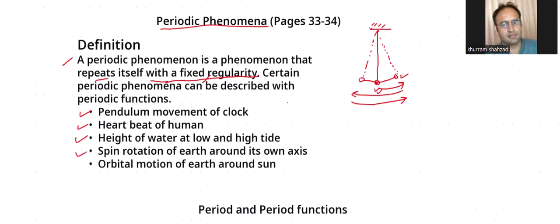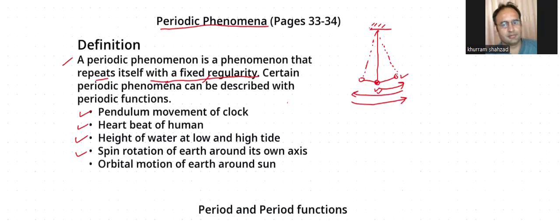Spin rotation of the Earth around its own axis. I think for billions of years, this is the best phenomenon which is repeated with the same regularity. It never changed. The Earth completes its spin rotation about its own axis in 24 hours, and it is fixed. It is never changed. So this is the best example of a periodic phenomenon.